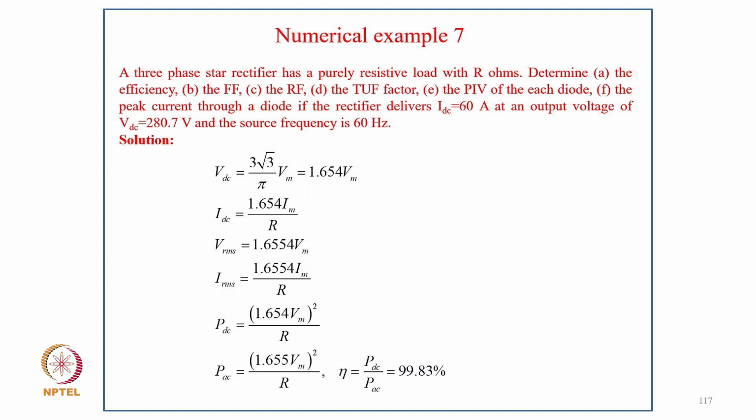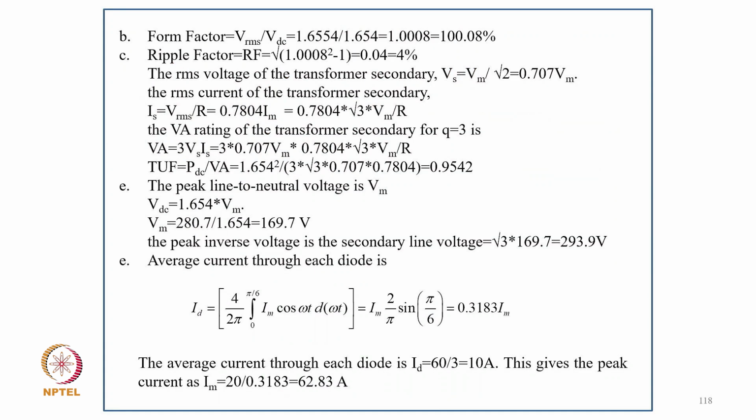So VDC is equal to 1.65 VM, IDC is equal to 1.65 VM divided by R, VRMS is 1.65 VM, IRMS is 1.65 IM upon R, and PAC is 1.65 squared VM upon R. So efficiency becomes PDC upon PAC, that's 99.83%. And the form factor is VRMS upon VDC, so it becomes 100.08, and the ripple factor is 0.4, that is 4%.